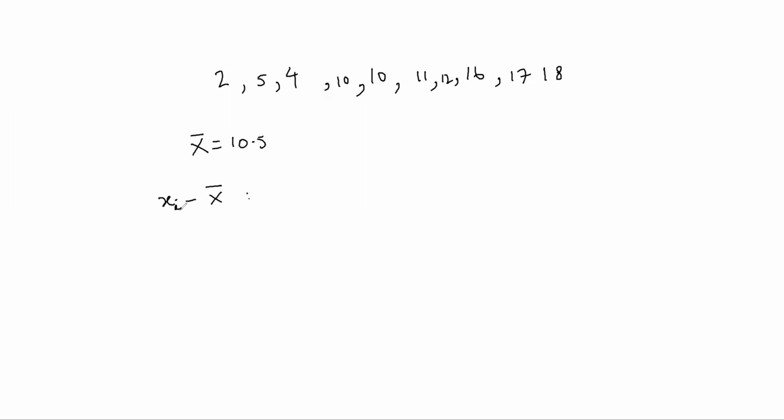Xi means like the first, this can be x1 minus mean, x2 minus mean, x3 minus mean, like the first observation, the second observation, the third observation. So this xi means in general, one by one, you will be finding the difference of all these values from the mean. Okay, so now let's write these values. So this is going to be 2 minus 10.5, which is minus 8.5. Now, and the next one. Okay, these are the deviations of all these individual observations from the mean.